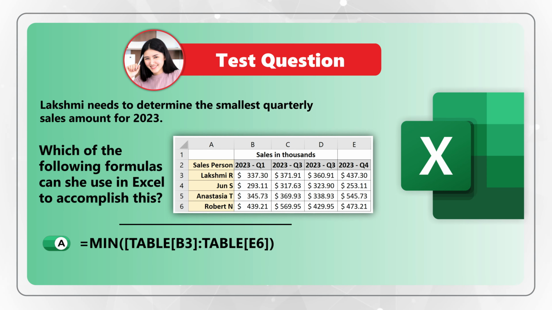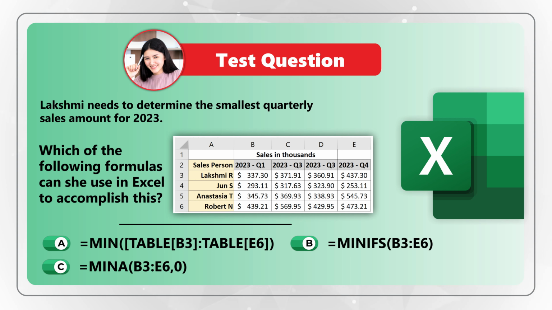Choice A, formula MIN, and then you have values in parentheses table B3 through table E6. Choice B, MINIFS, and then value in parentheses B3 through E6. Choice C, MINA, B3 through E6 in parentheses, and last but not least, choice D, MIN B3 through E6. Take a close look, maybe pause this video to see if you can come up with the solution.